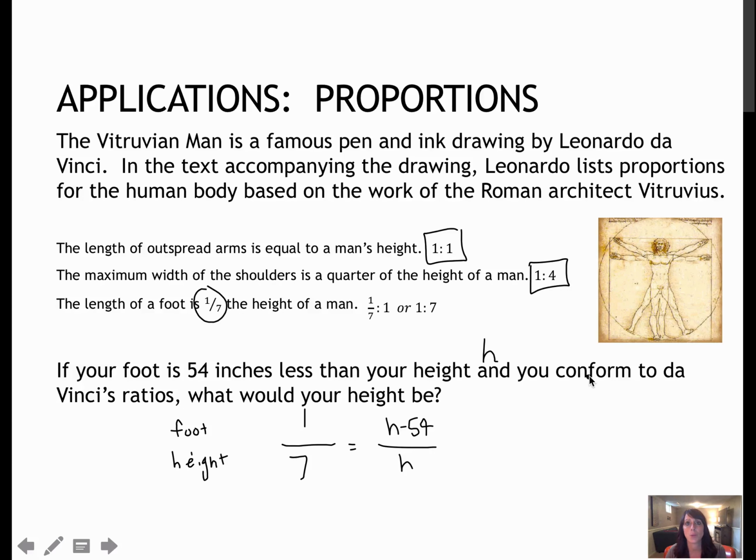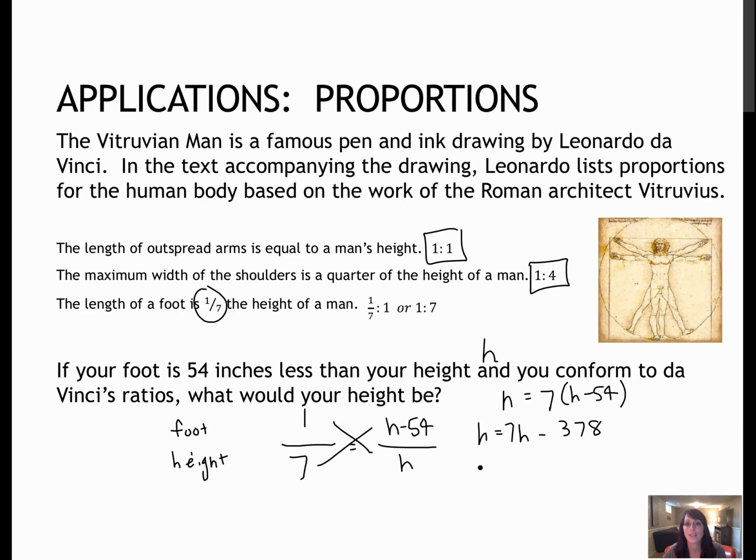So now I have a proportion that I can then solve. We all know that to solve a proportion, we just simply cross multiply. So 1 times h is h. 7 times h minus 54 is 7 times h minus 54. And then we'll just simplify the left side. That gives me 7h minus 378.